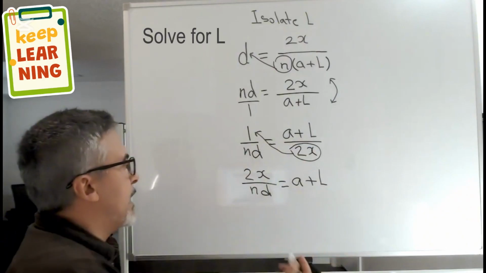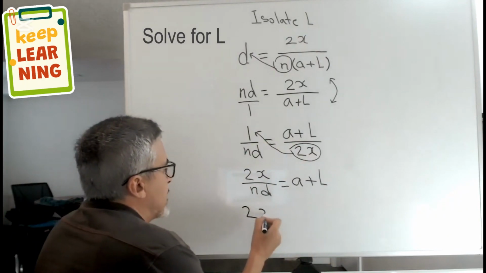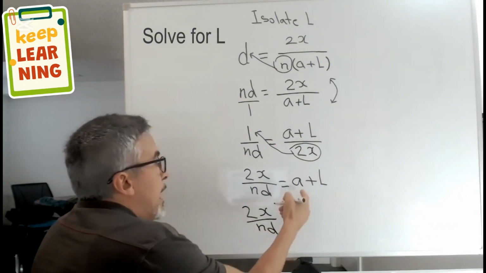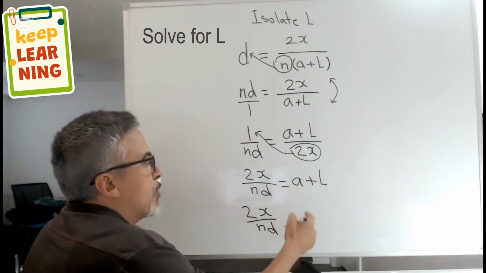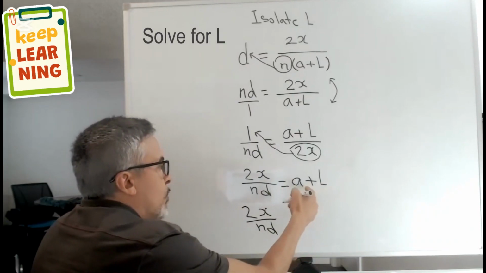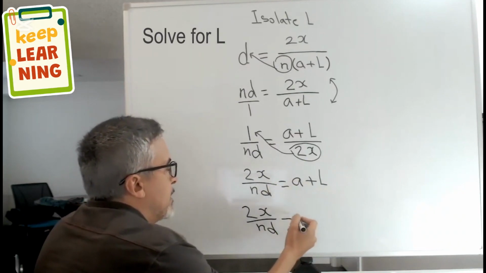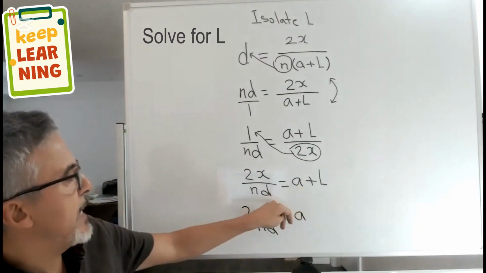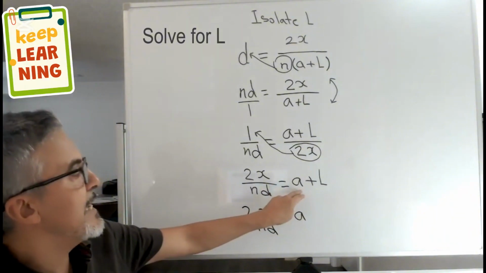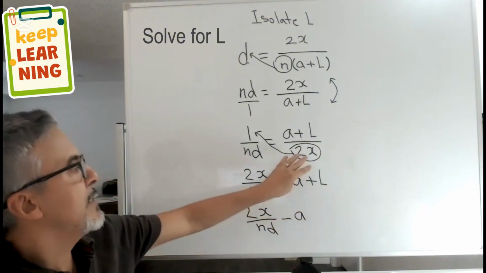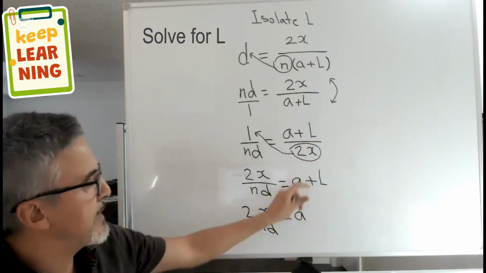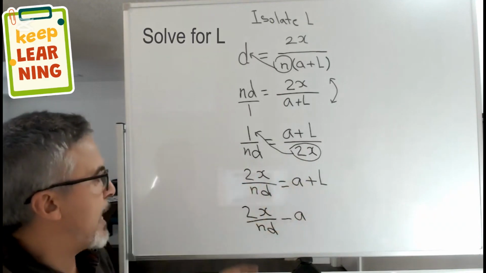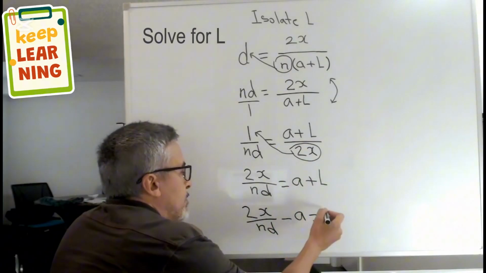And now, algebraically, we could just write 2x over n d. And I'm going to move this a to the other side of the equal sign, but this is a plus L. So when the a moves to the other side, it becomes minus a. Some people say, why don't we cross multiply the a into here? No, you can't, because the a here is a plus L. It's not one thing together by itself. It's a plus L. So the relationship here, when you want to move it to the other side, you've got to subtract it, and then that gives you L.